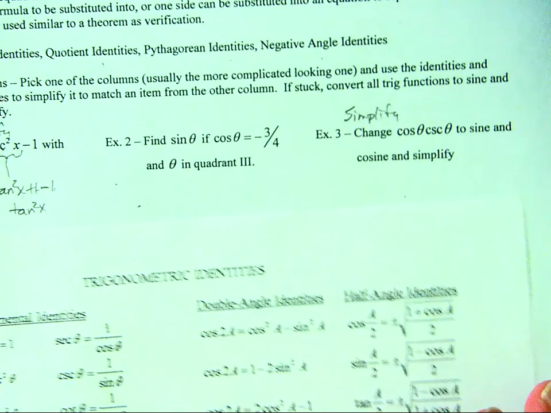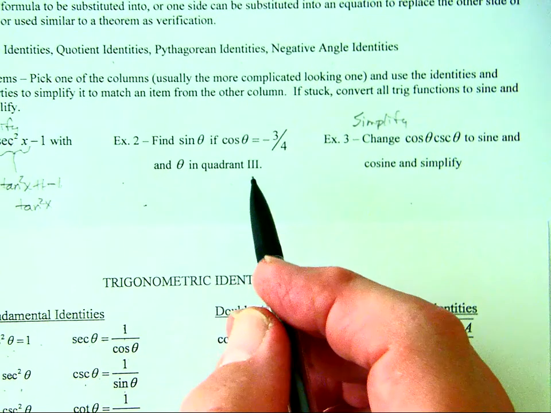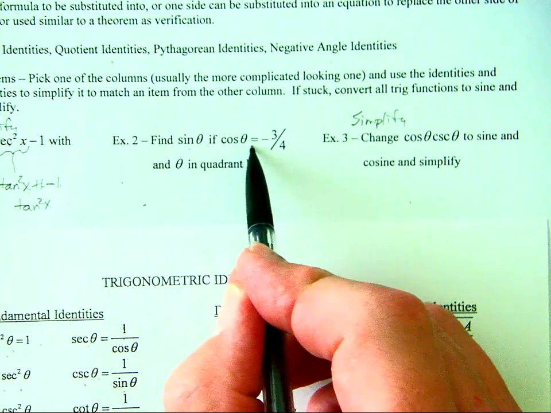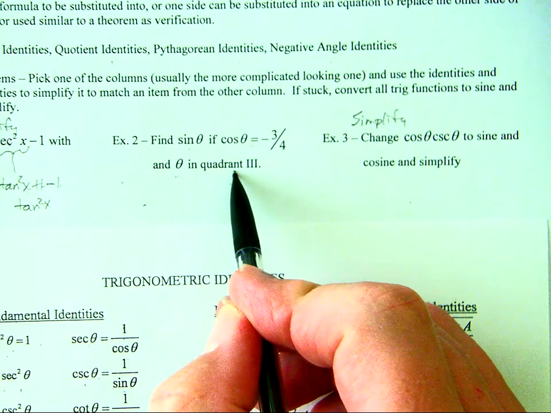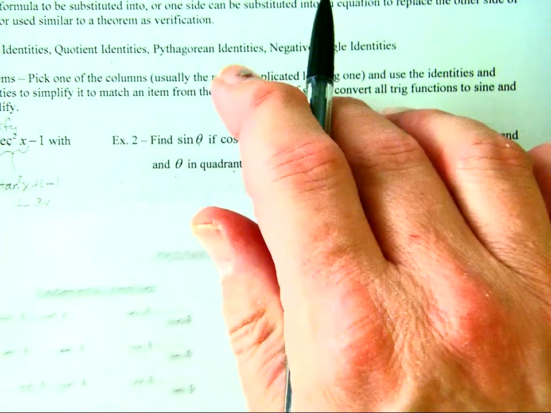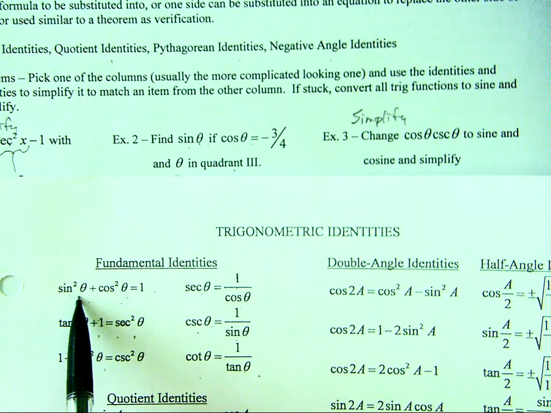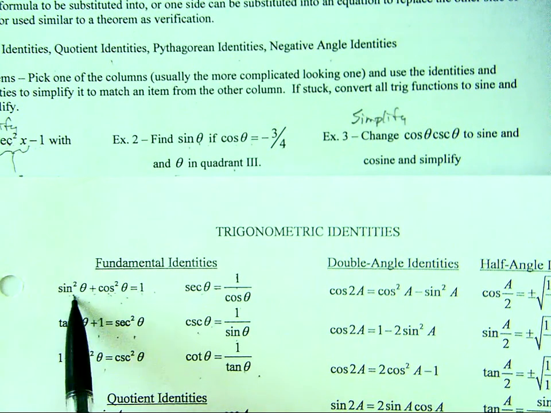So that's one kind of problem, matching problems. You can also use them to find trig functions. Like here, find the sine of theta if cosine theta equals a negative 3/4, and theta is in quadrant 3. So we want to look for an identity that has sine and cosine in it, and just those two. Well, you notice this fundamental identity says sine squared plus cosine squared equals 1. So you can see it only has sine and cosine in it.